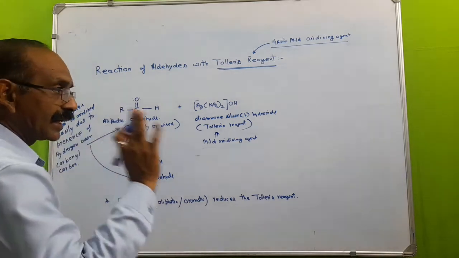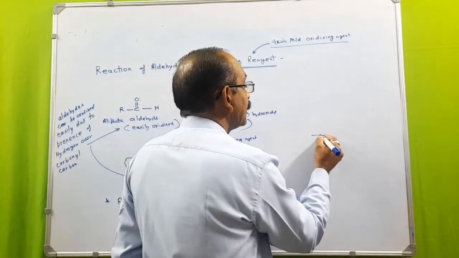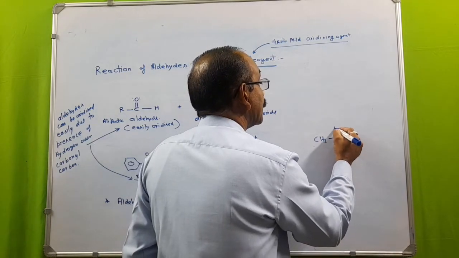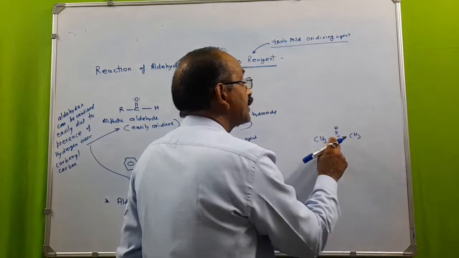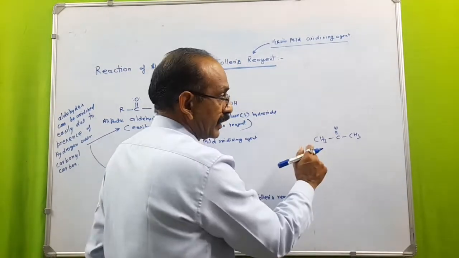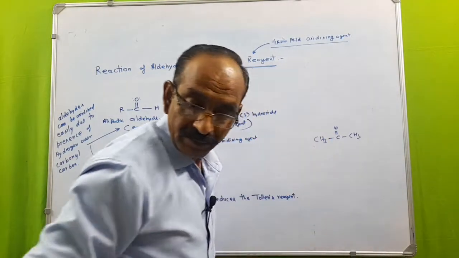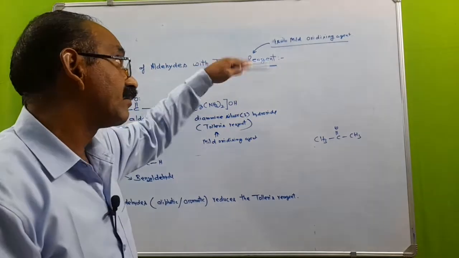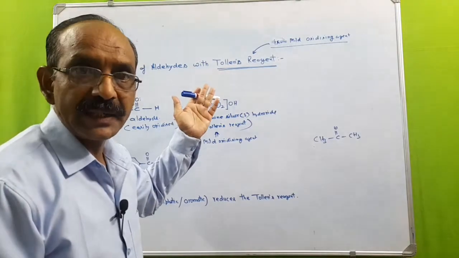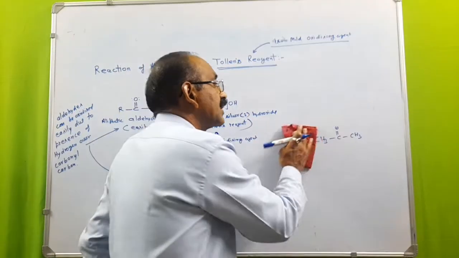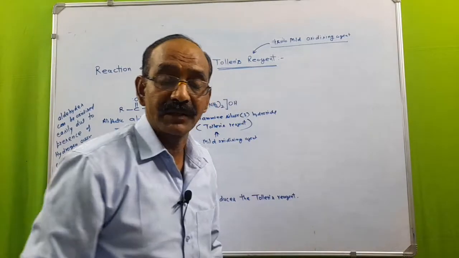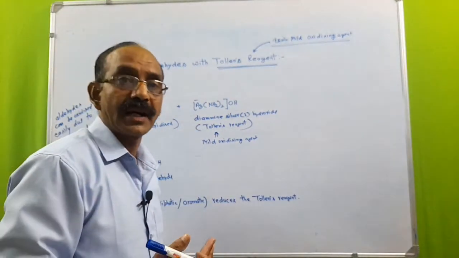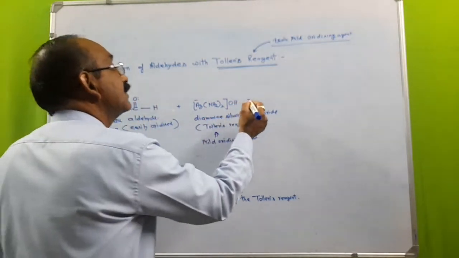See, on the other hand, in a ketone there is no hydrogen over the carbonyl carbon, and that's why ketones will not be oxidized by even mild or ordinary oxidizing agents. Ketones get oxidized only under drastic conditions because there is no hydrogen over the carbonyl carbon. Now see what happens here.